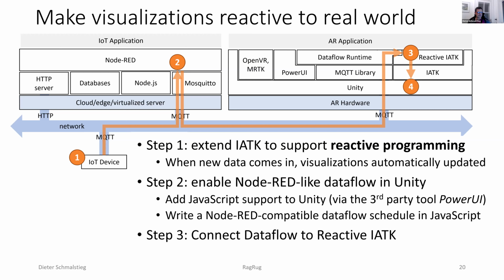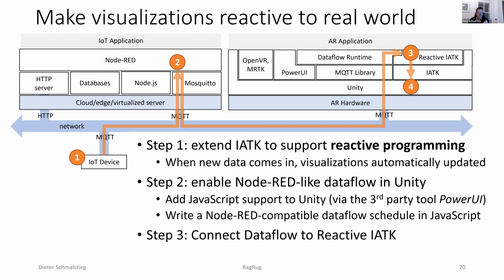The data that IATK consumes is considered volatile, and whenever some new data comes in through the data flow, the visual encoding of that data is rerun and the visualization is updated. And the second extension is that we enable the same data flow that Node-RED understands internally when it runs on the server based on Node.js to also run inside Unity.